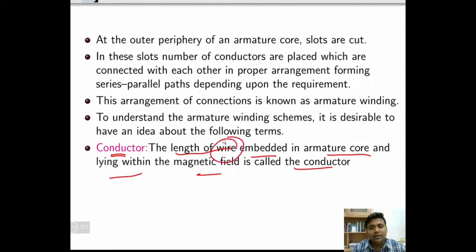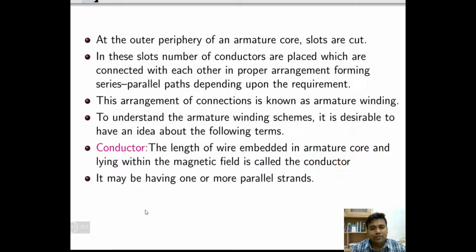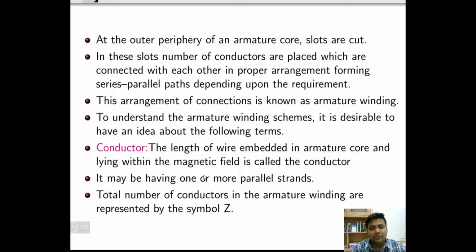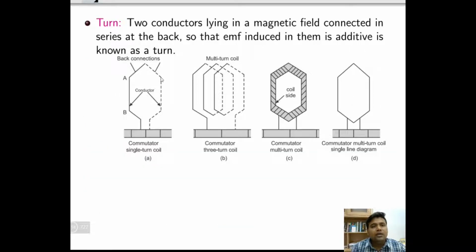So it is basically a wire which is present in the armature core and it is lying in the magnetic field. It may have one or more parallel strands. So a conductor present in the slots of the armature can have one or more parallel strands. The total number of conductors in the armature winding is represented by the symbol Z. Now the next term that we'll take is turn.